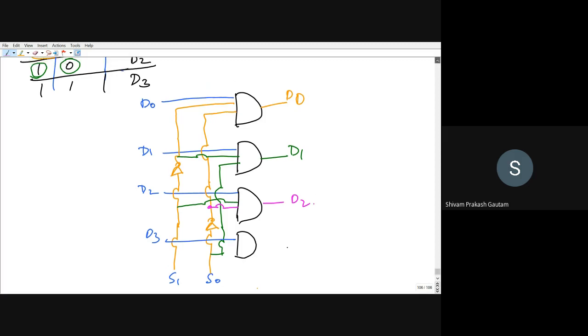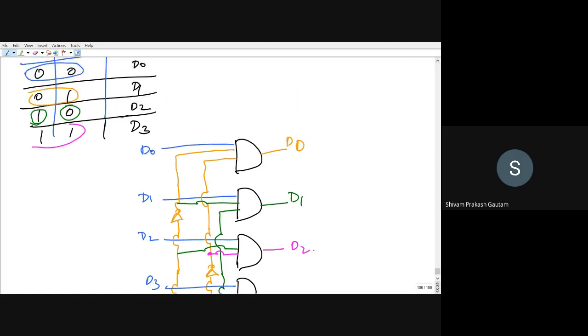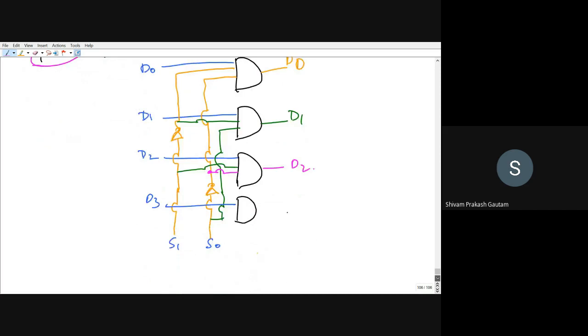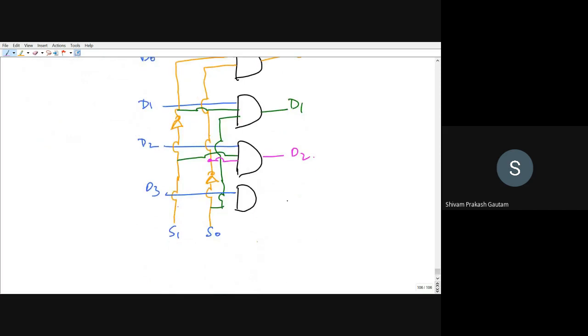For the last case, both S1 and S0 are 1, 1. So you can see from here, S1 is 1 here, and S0 is also 1. So this will be D3.